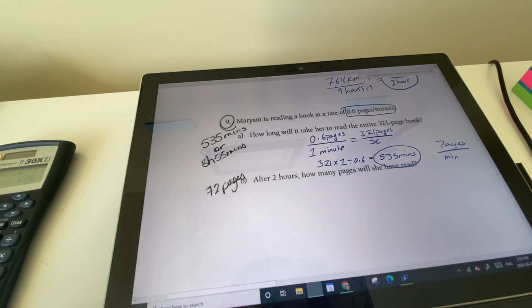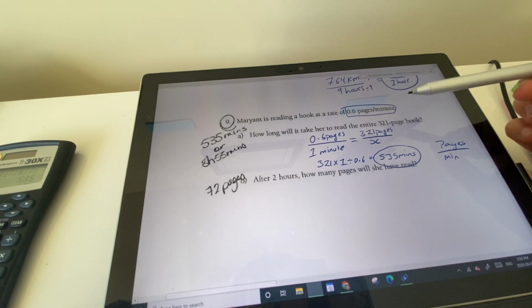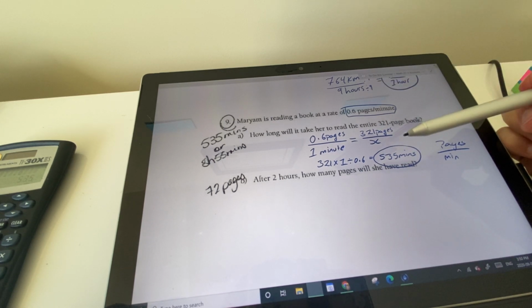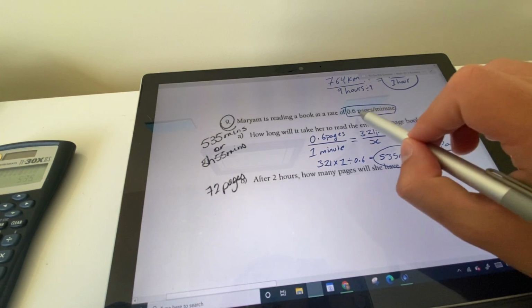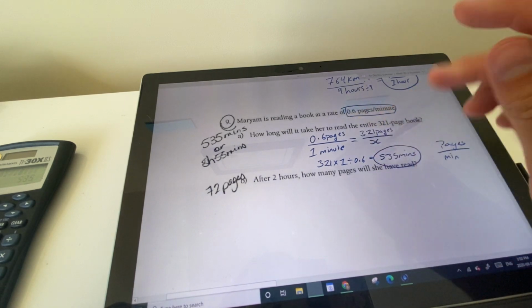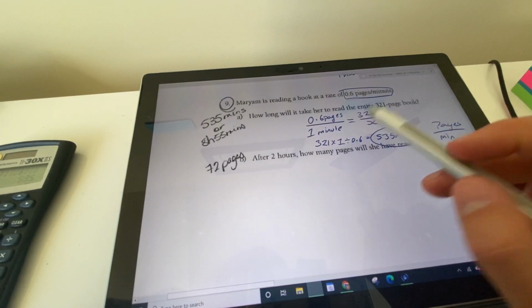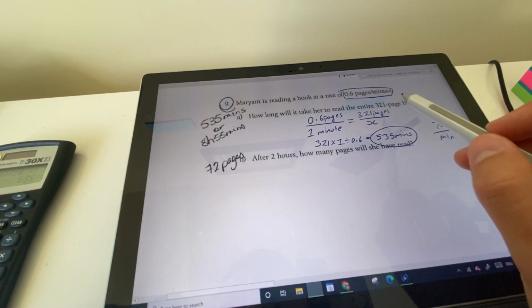Okay, so 535 minutes. Now, in order to use this cross multiplication and division, remember, this is a rate. This is not a ratio. A ratio is when you have the same units on the top and the bottom. You're not going to be able to have the same units here. Since we have different things, this is known as a rate. So in order to use cross multiplication and division, we need the bottom numbers to have the same units and the top numbers to have the same units.